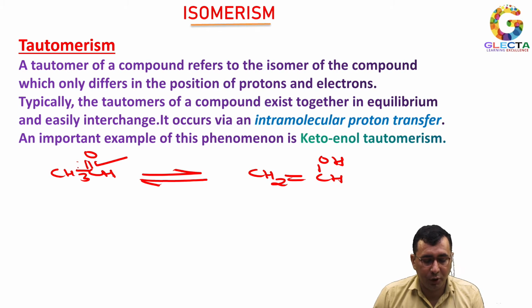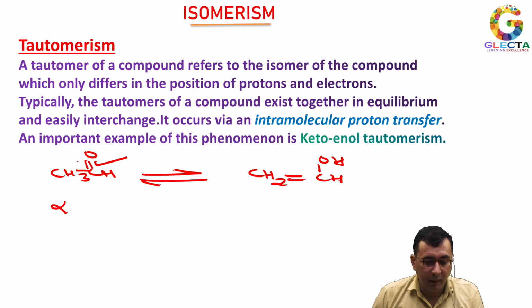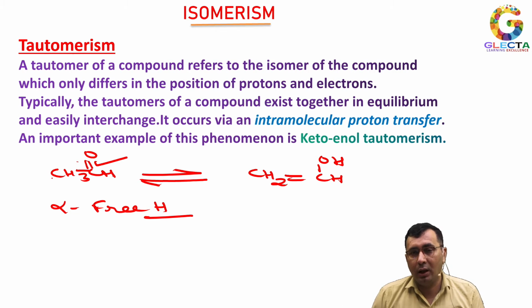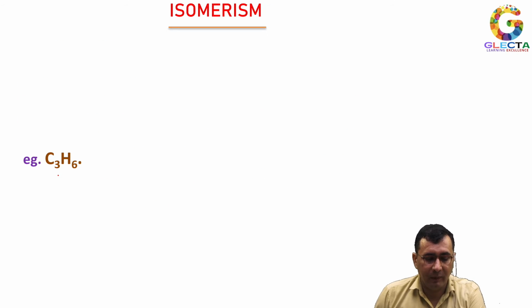to the alpha position. But there is a must condition to show this isomerism: there should be free alpha hydrogen availability, free alpha hydrogen, and the second one is that the alpha carbon should not be attached with an unsaturated bond like a double bond or triple bond. So it is the necessary condition to show tautomerism.